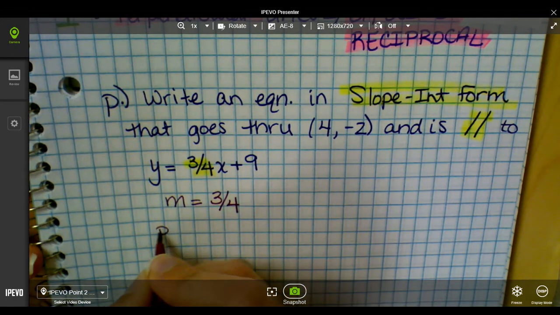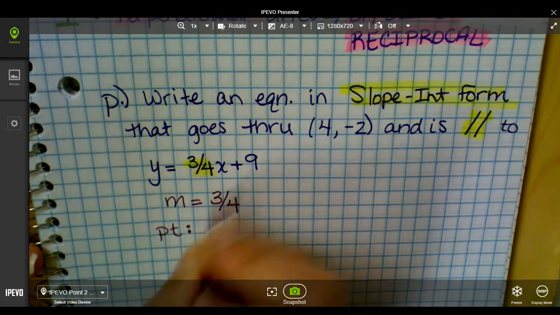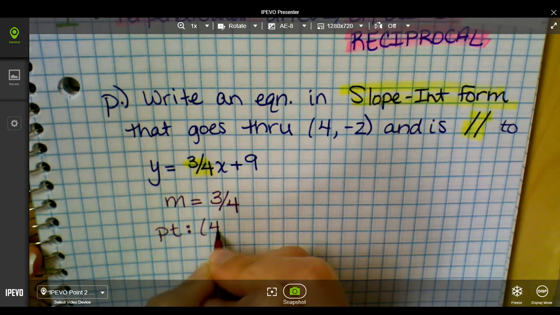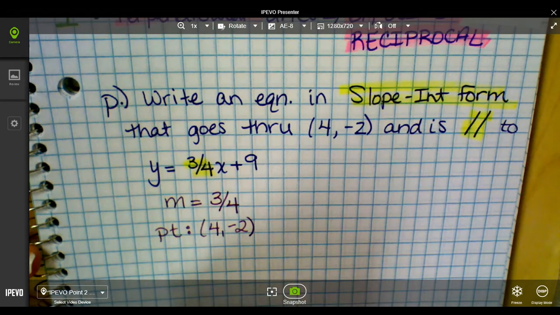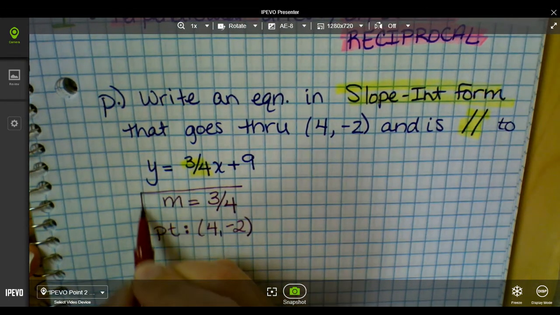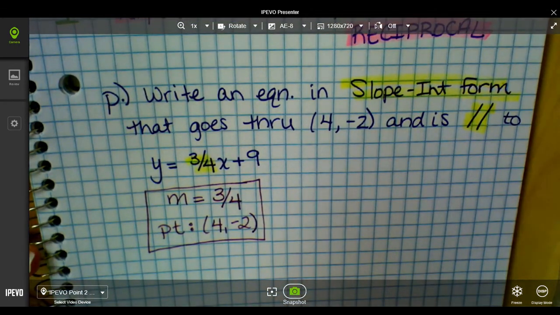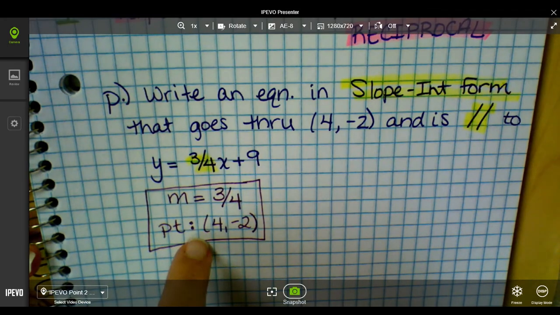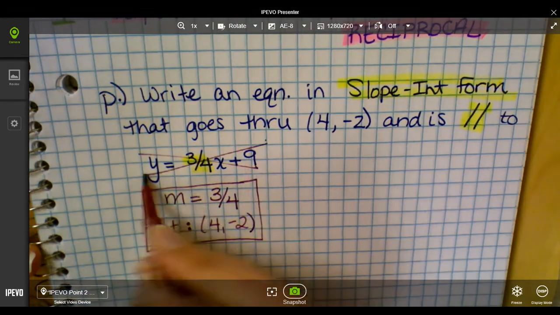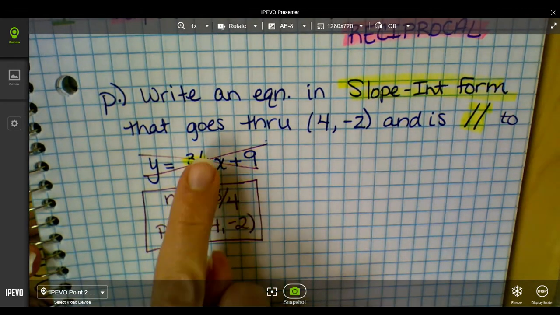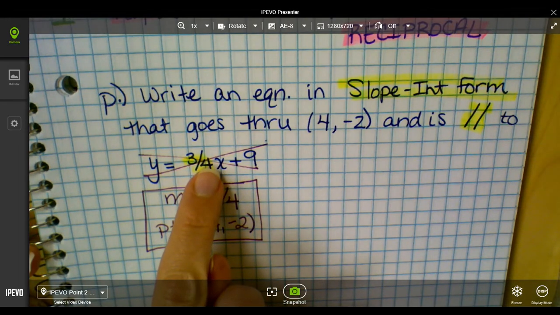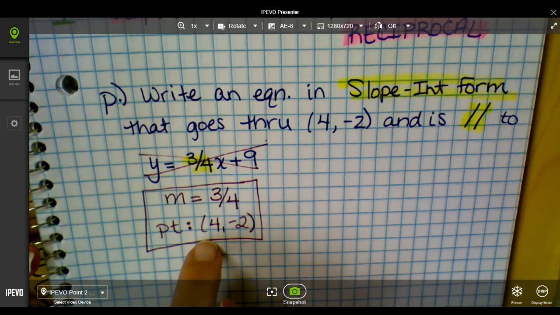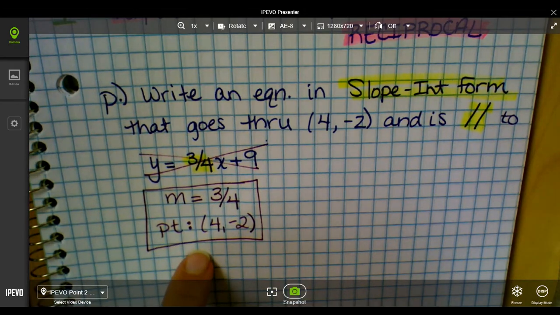Then I need a point. That's my only other given piece of information. My point is (4, -2). And this is all I need to do the problem. Once I have this information, you do not need to look at this line anymore. This line means nothing to you. You use it for its slope and then you get rid of it. So this is all the information that I need.